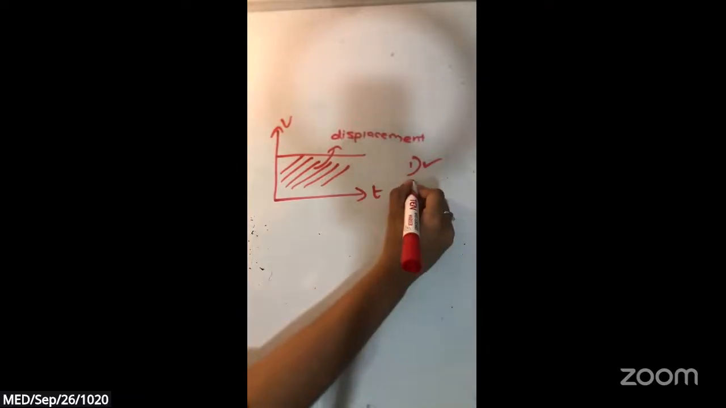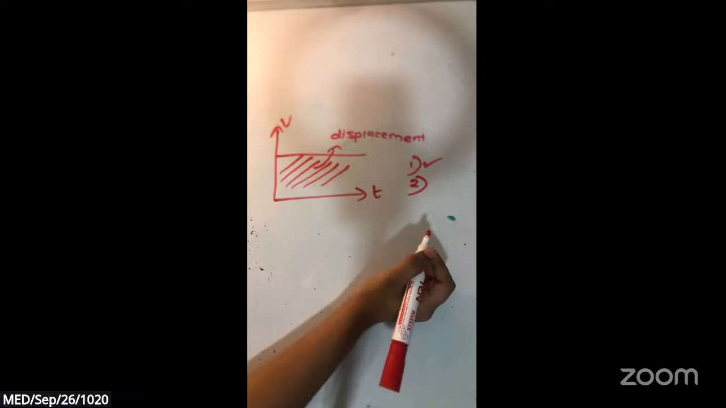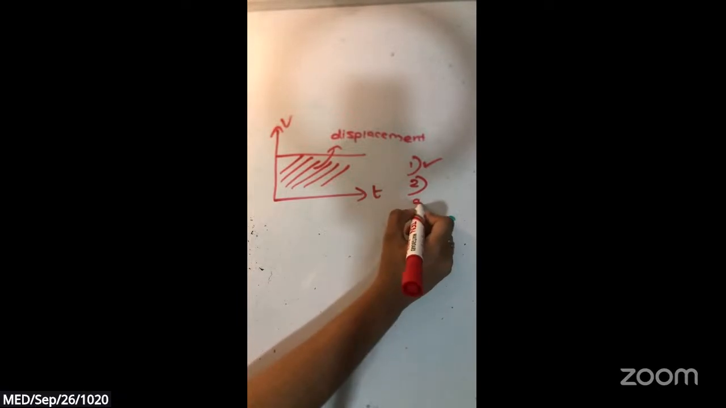So I'll keep the second option like that, because I don't know if it's correct. Third one also: the gradient of the graph is zero in a motion where the velocity varies with time. Okay, maybe that also looks a bit doubtful to me. So I'll keep that also.